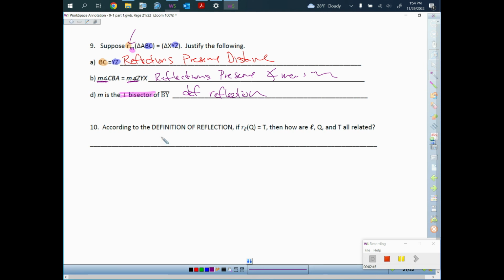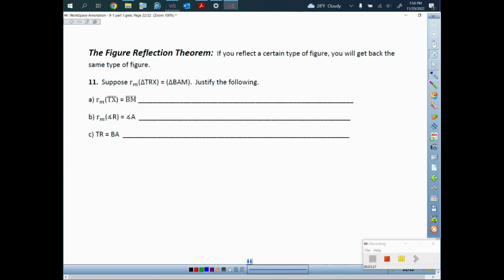And then here, speaking of that, they say according to the definition of reflection, if the reflection of point Q over line L equals T, then how are L, Q, and T all related? It's kind of a weird question, but here's how it works. The line, in this case his name is L, is the perpendicular bisector of whatever the segment would be out of these two letters. In this case, since it's Q and T, it'd be segment QT. So if I say definition of reflection, you better text me something about a perpendicular bisector. And the line is always the perpendicular bisector of the segment formed by the points that you reflected right there.